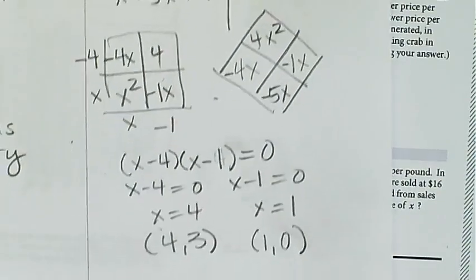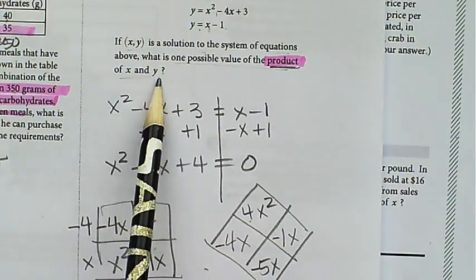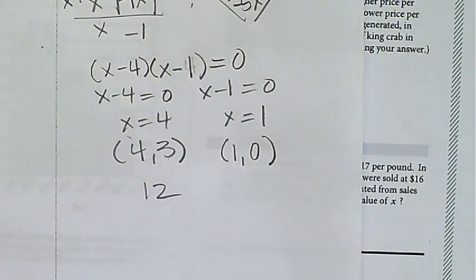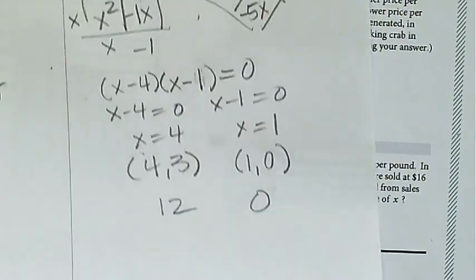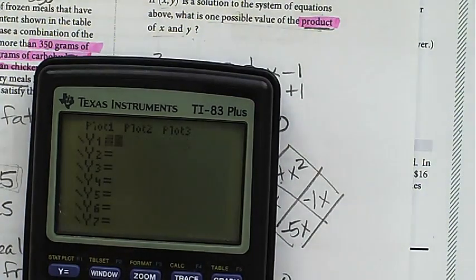So that's not the answer to the question. The question was, what's one possible value of the product of x and y? The product would be 4 times 3, 12, or 1 times 0, 0. Now, if that was too much, and you're wondering is there an easier way? Yes, there is. I'm pretty sure whatever calculator you get, you could handle this.